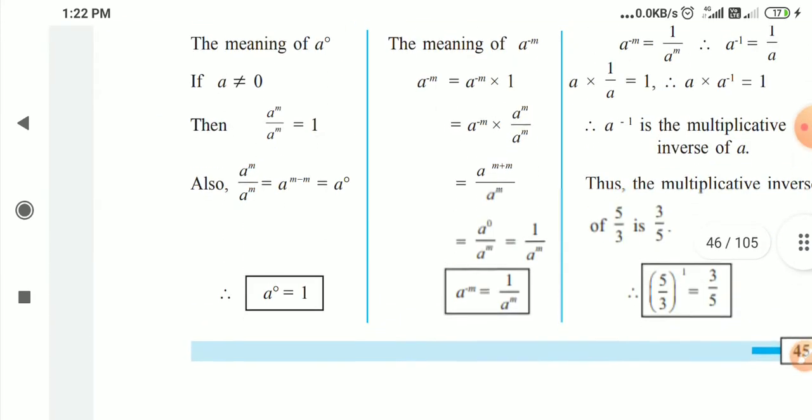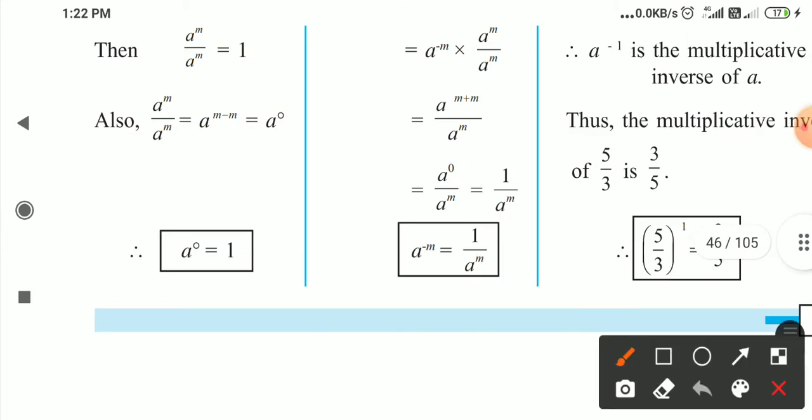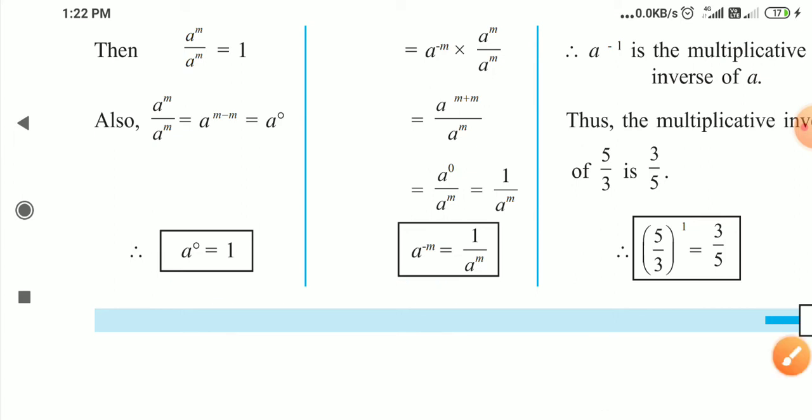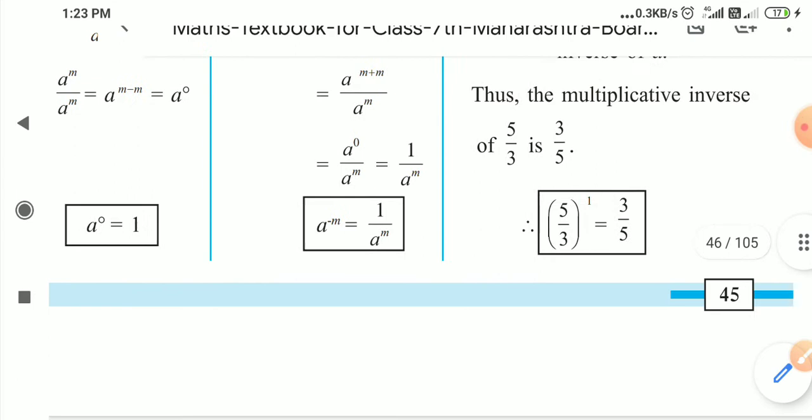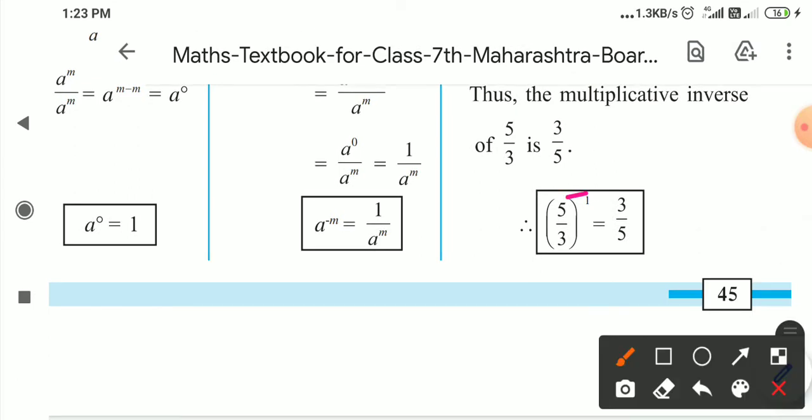The three rules. If any number is raised to 0, the answer is 1. Any number raised to a negative number is equal to 1 upon the same number raised to the positive power. And if 5 upon 3 is raised to minus 1, we have to change its position, that is 3 upon 5. Okay, only the position changes.